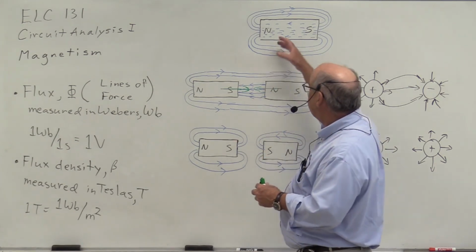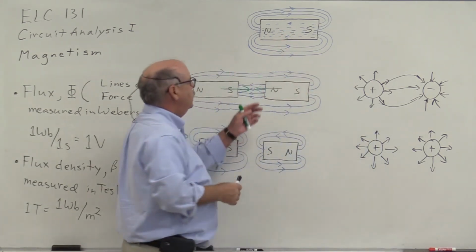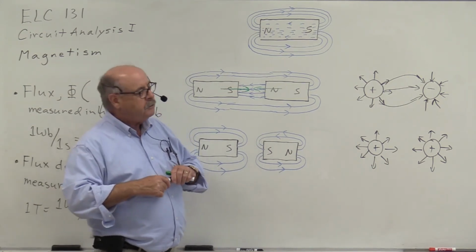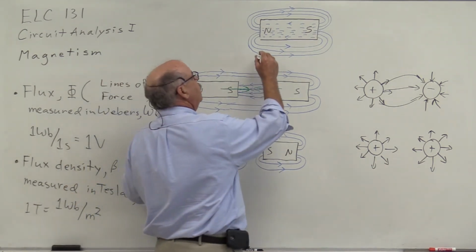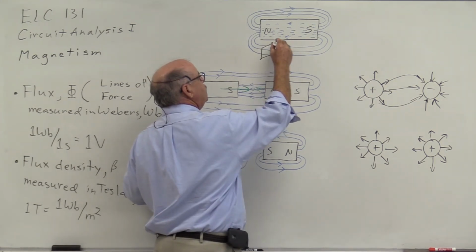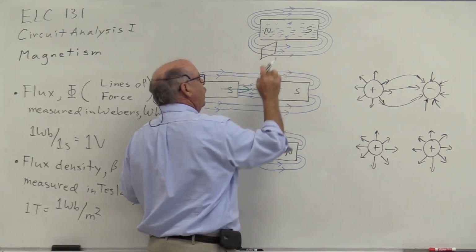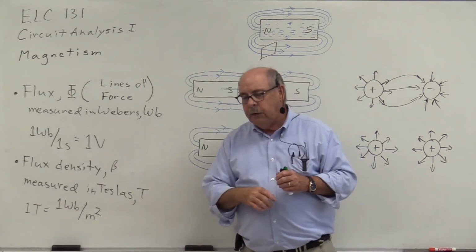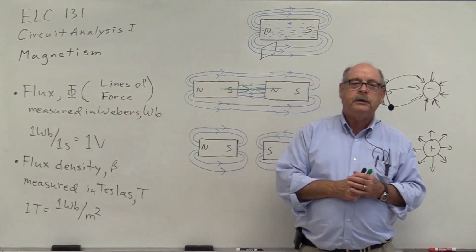So if we look at my sketch of a permanent magnet and the magnetic force around that permanent magnet, what we're concerned about is the amount of flux that exists in some area. 1 Tesla equals 1 Weber in 1 square meter.